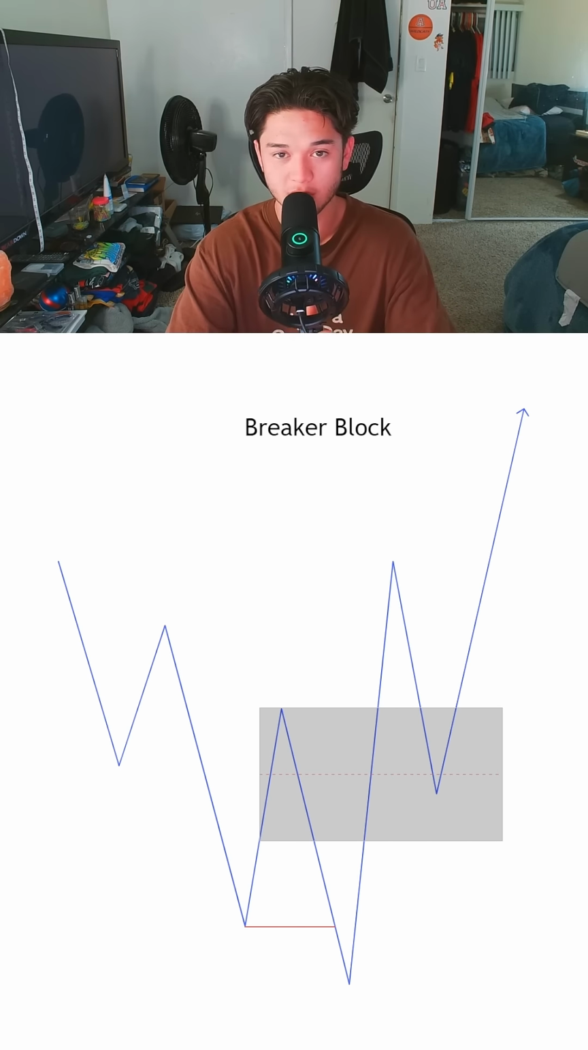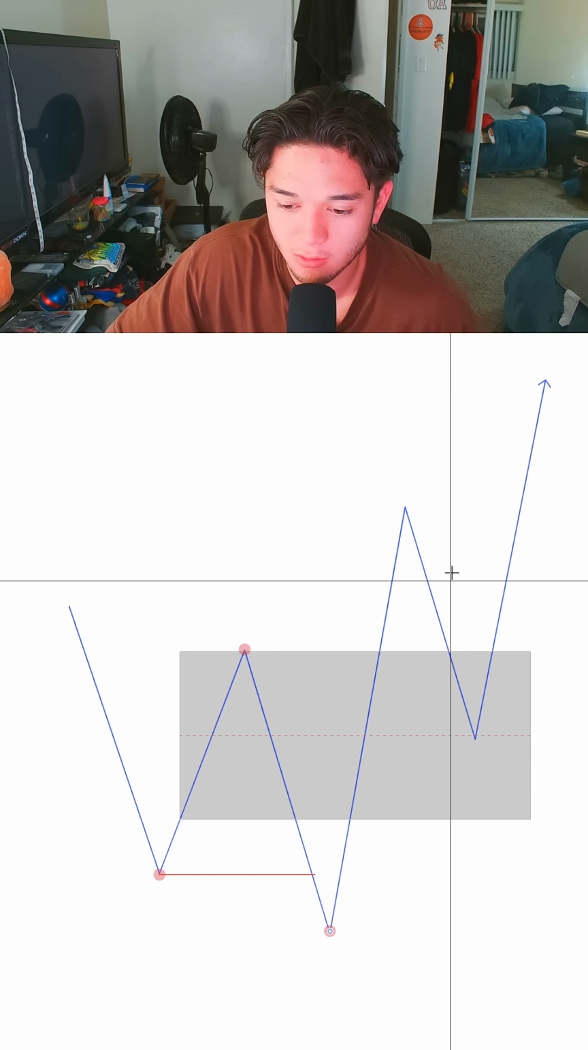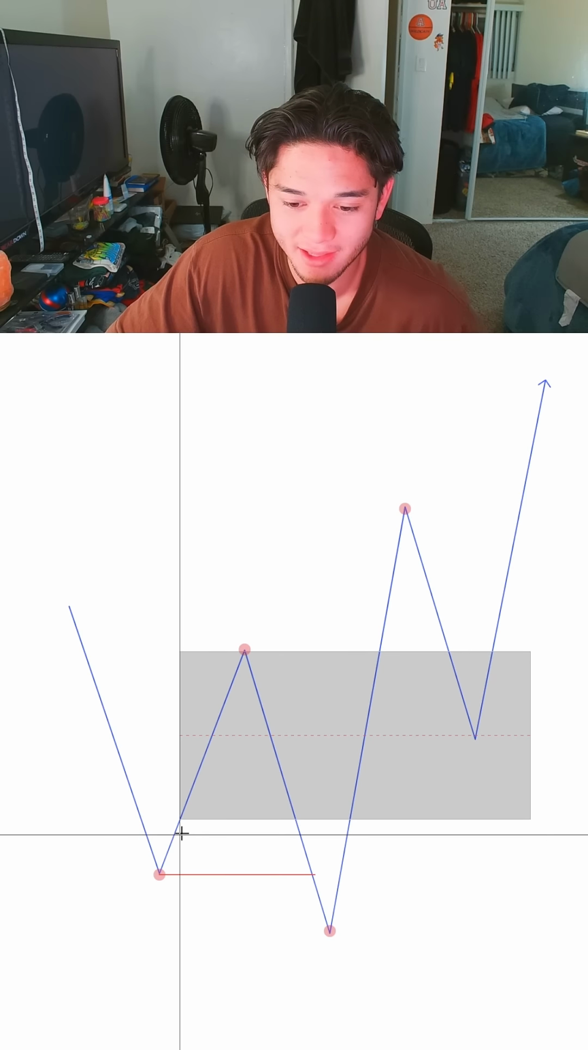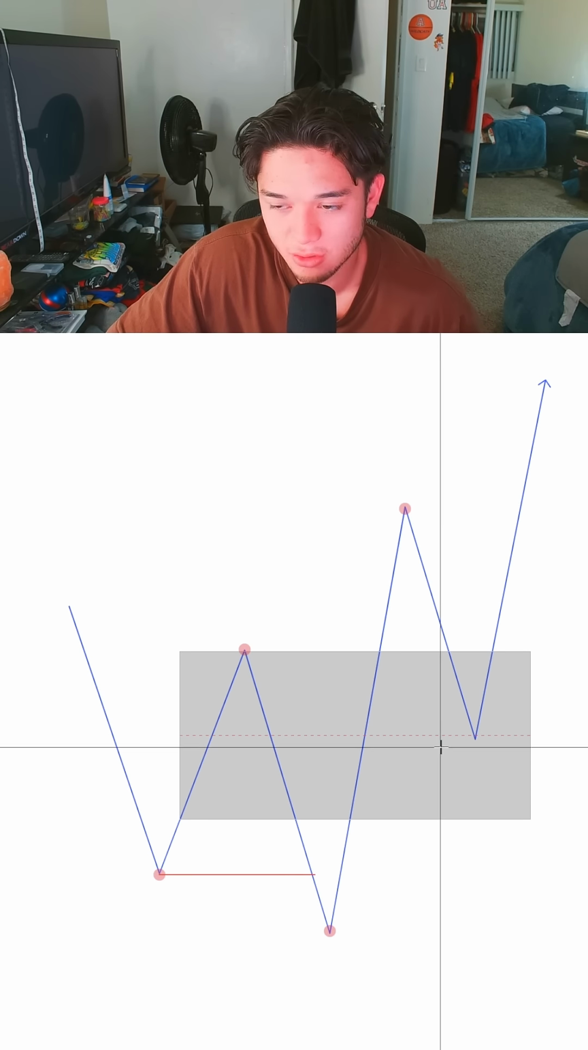In this episode, we're going to discuss breaker blocks. A breaker is super simple. All it is a low, a high, a lower low, and then a higher high. The breaker block is the last leg up before the move down that swept out this liquidity. That's our breaker. Price will close through it, tap back into it, and use it to push higher.